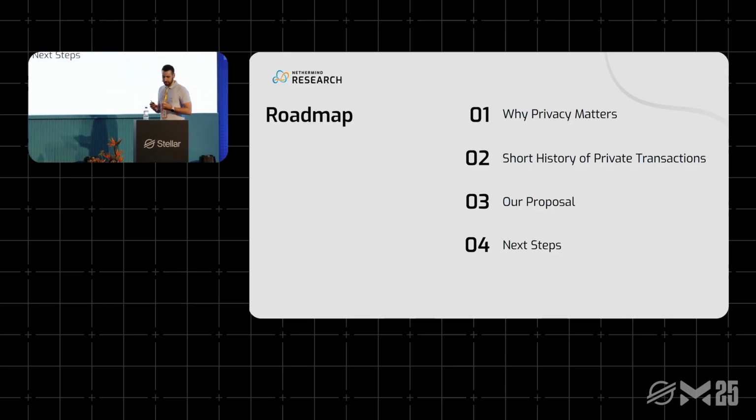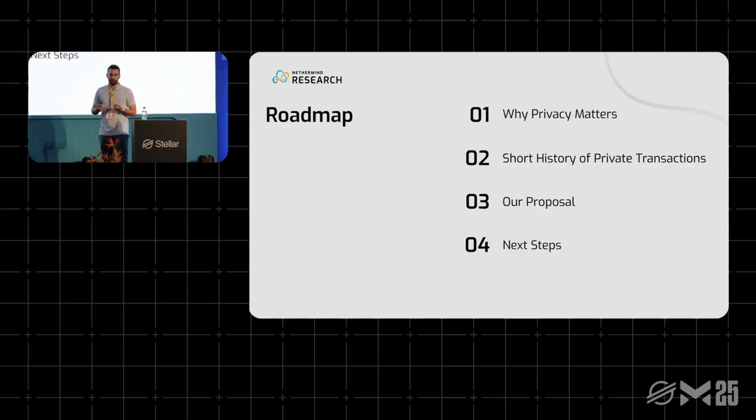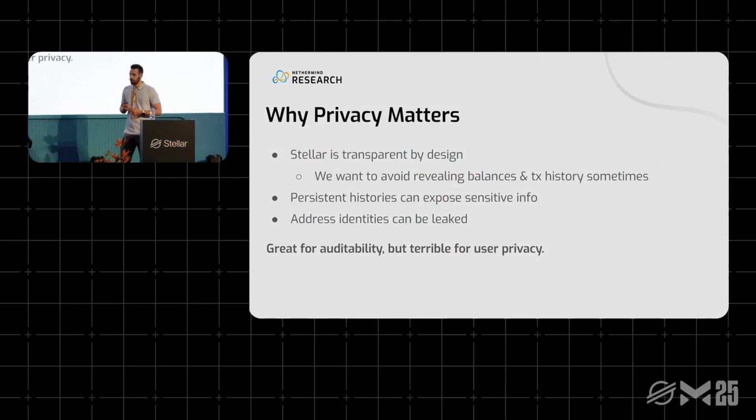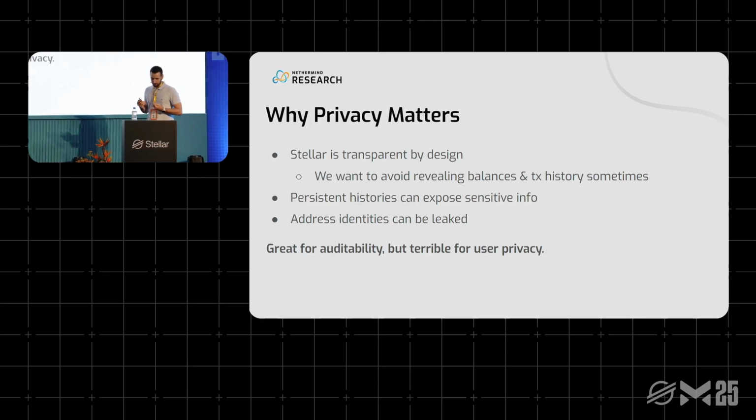The aim here is, by the end, to be able to see the challenges, but also the potential that bringing private solutions to Stellar can have. So, OK, why privacy matters? Stellar is transparency by design, right? You can see all the balances and the transactions on chain. Well, this is great for regulators, and some institutions also love it. But what do we do for personal privacy?